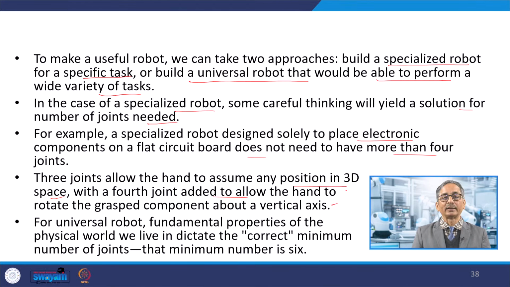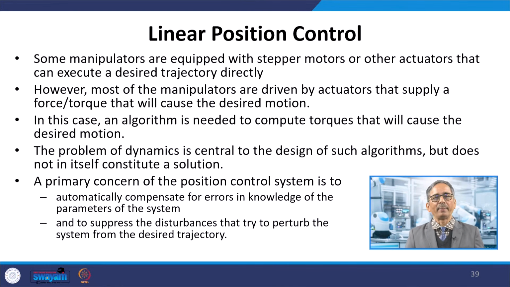And for the universal robot, the fundamental properties of the physical world we live in dictate the correct minimum number of joints. That minimum number of joints is 6, because any object in space can have a maximum of 6 degrees of freedom. Then coming back to linear position control: any robot, if we want to control it, the easiest and simplest way is to have linear position control. Some manipulators are equipped with stepper motors or other actuators that can execute the desired trajectory directly.